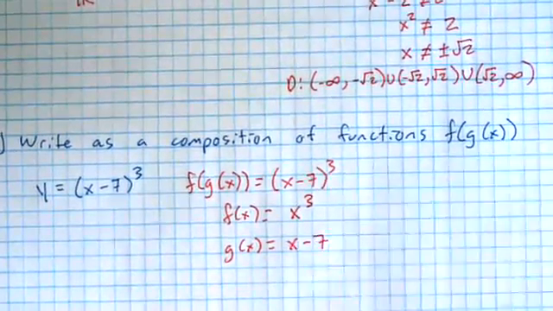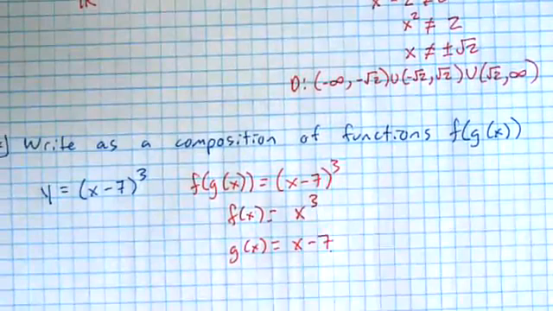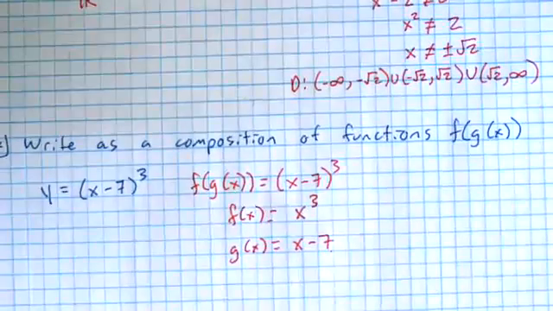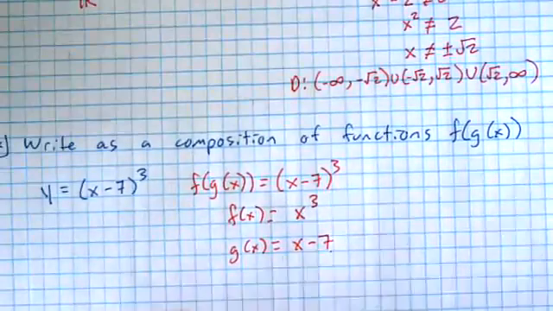If I plugged x minus 7 in for x right here, would I get that same thing? Yeah, that's it. That's it, and we're done. We're finished with the problem. You're just separating it. You're figuring out what's on the outside, what's on the inside. Here, let me give you another one.